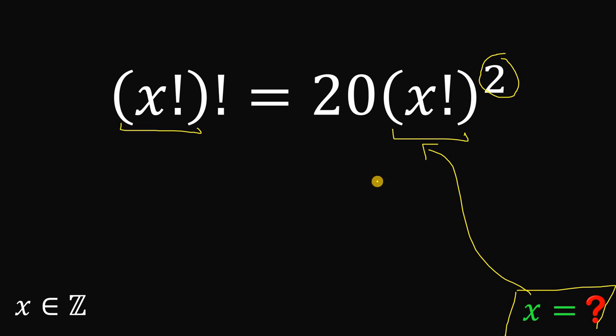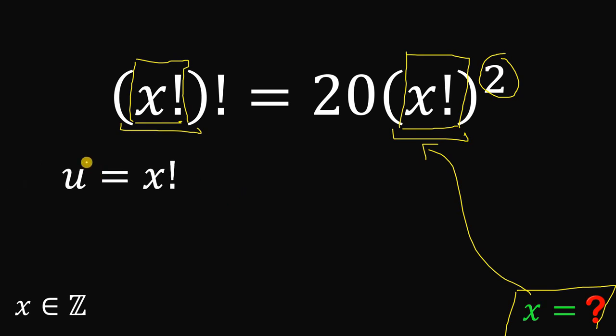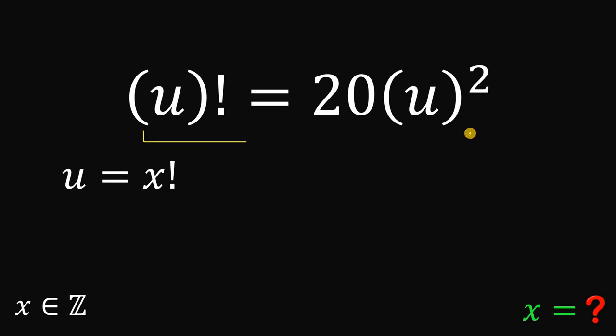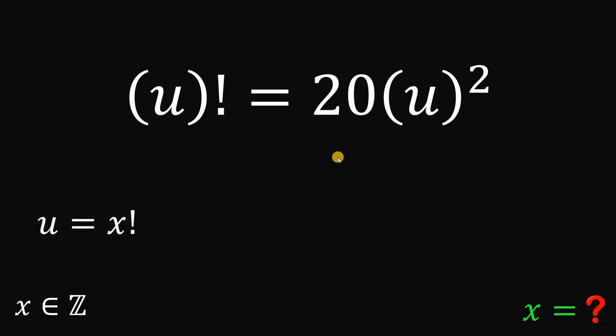Now, to answer this question, what we're going to do is to notice this similar term. We have x factorial right over here on the left side, and we also have x factorial on the right hand side. So why not? Let's replace this with another variable, and let's call this u. So now we can replace all x factorial with the variable u like this. And now let's focus on this equation. Now u factorial equals 20 times u squared.